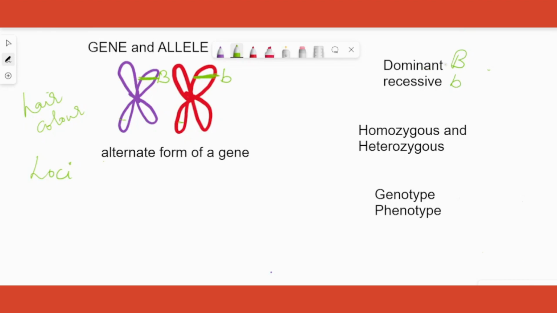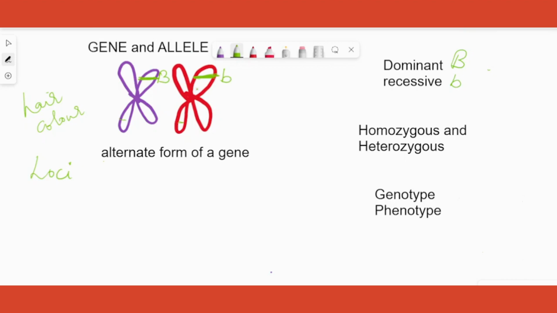Dominant is the one that will express when two of them are present together. Recessive is the one which will hide itself in the presence of a dominant gene. So what are alleles? Alleles are genes itself, two forms of the same gene. In this case, a dominant one. In this case, a recessive one.